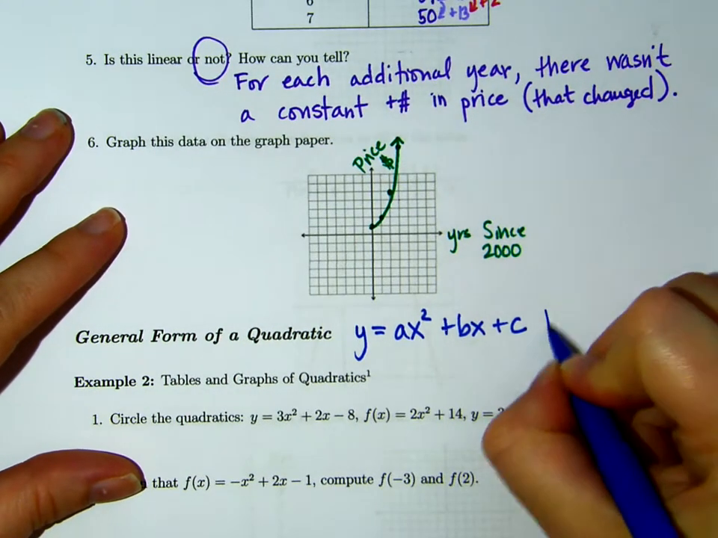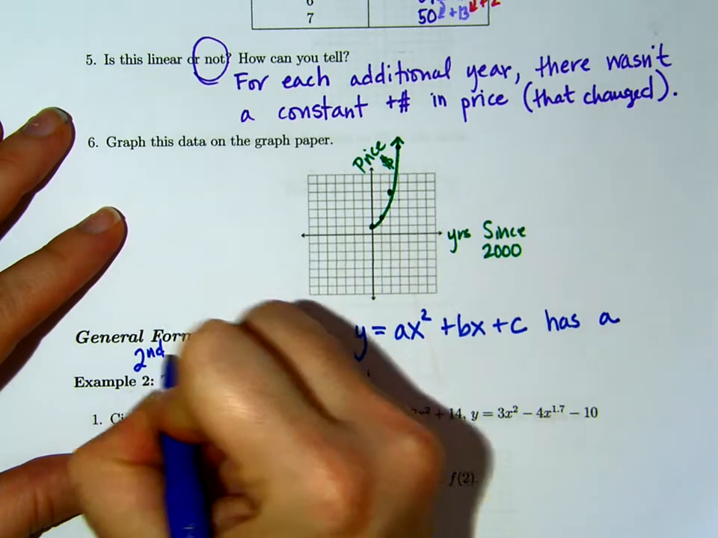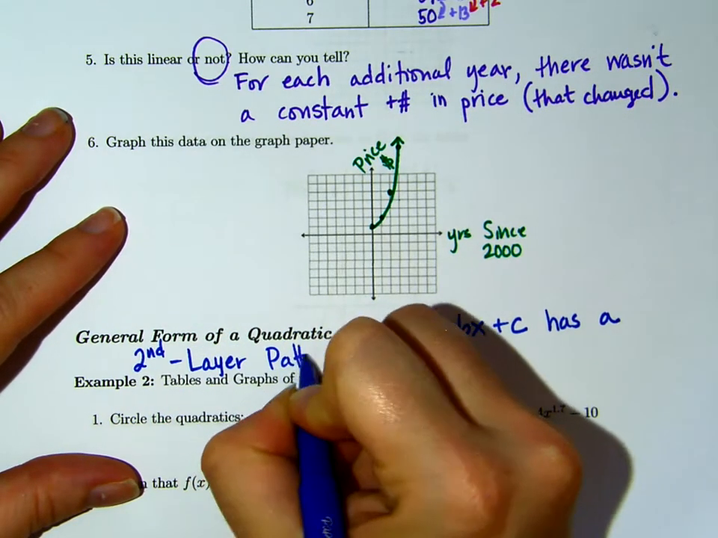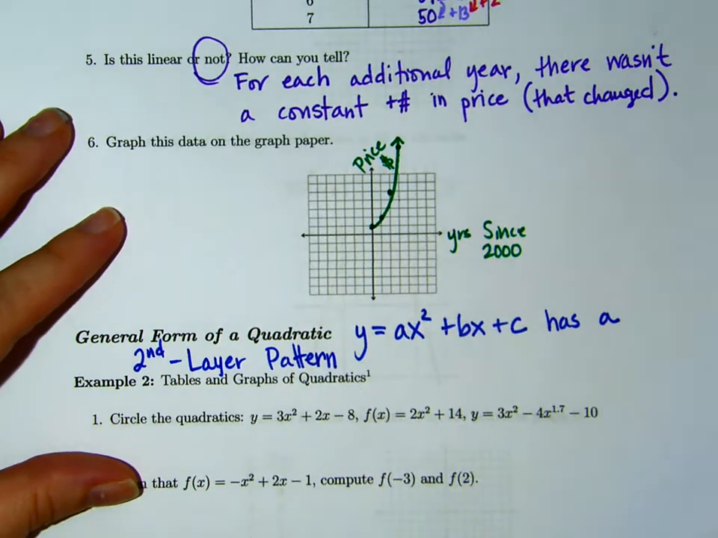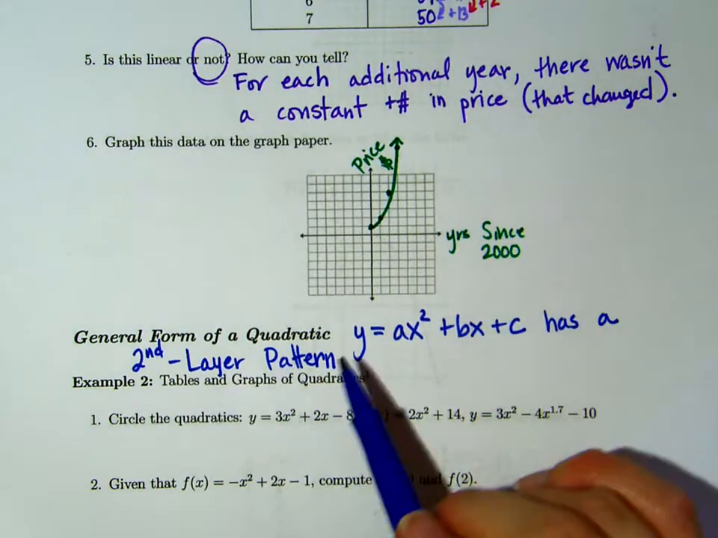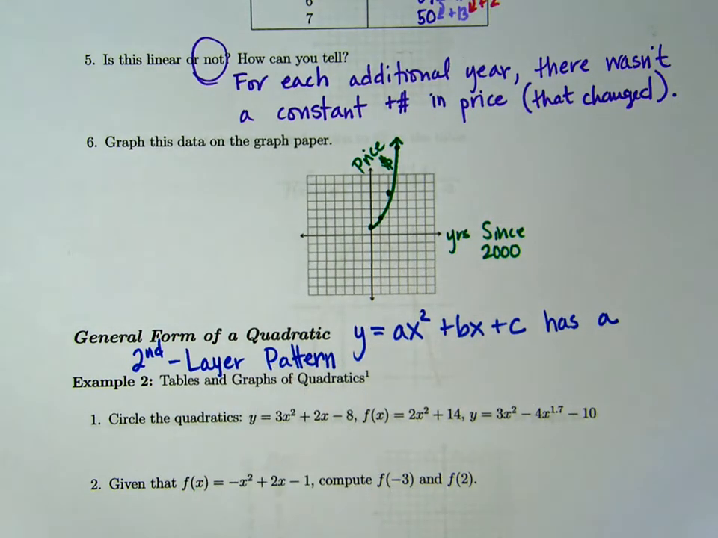Okay, so here's the general form of a quadratic, and it has a second layer pattern.